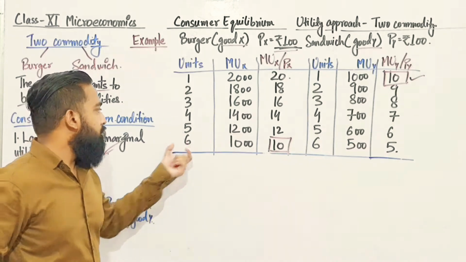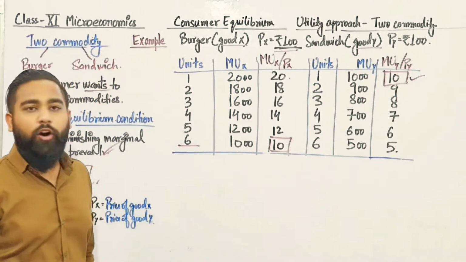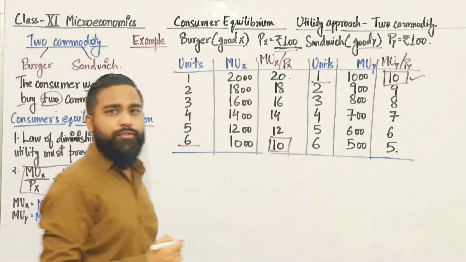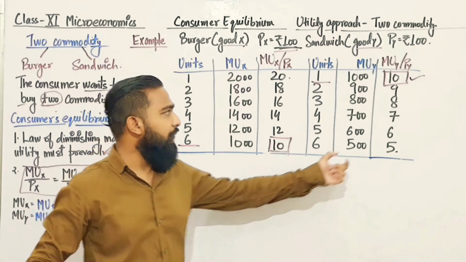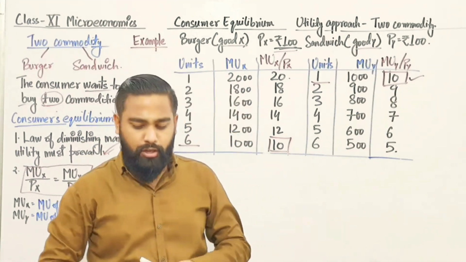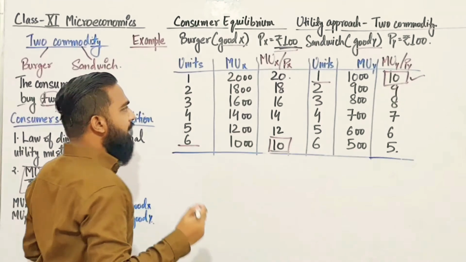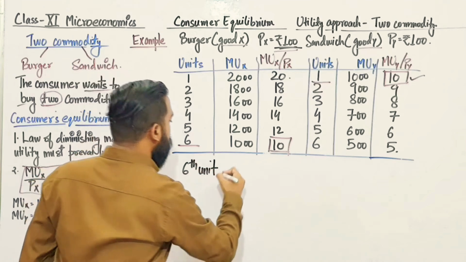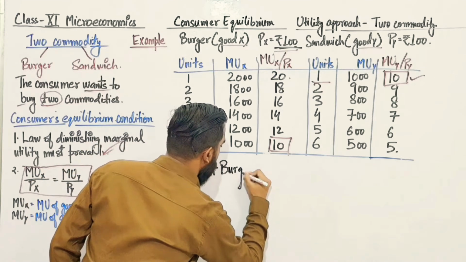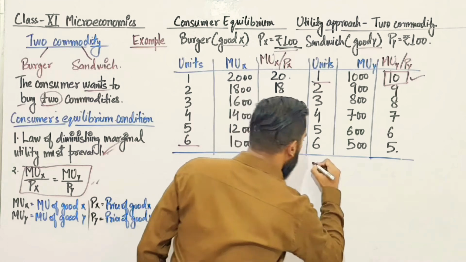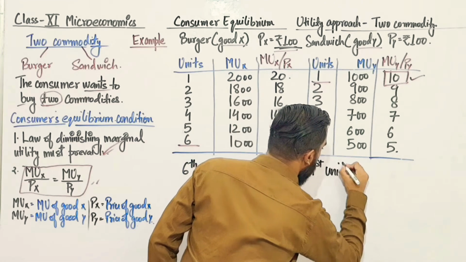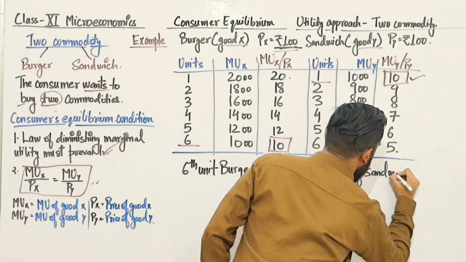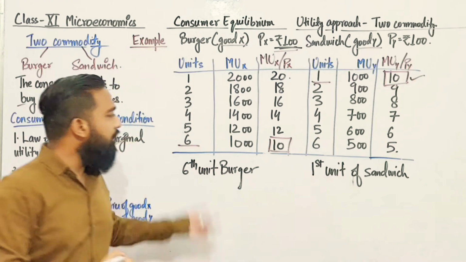We got the 6th unit of burger is equal to the first unit of sandwich. Both are equal as 10 and 10. Understood? Now we can write it as the 6th unit of burger and the first unit of sandwich. Fine. They are equal.